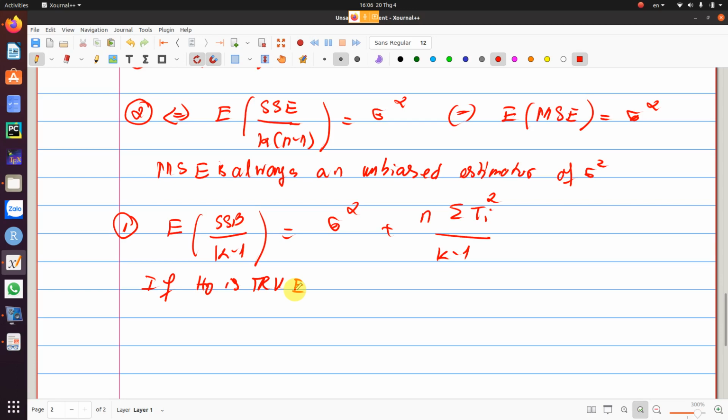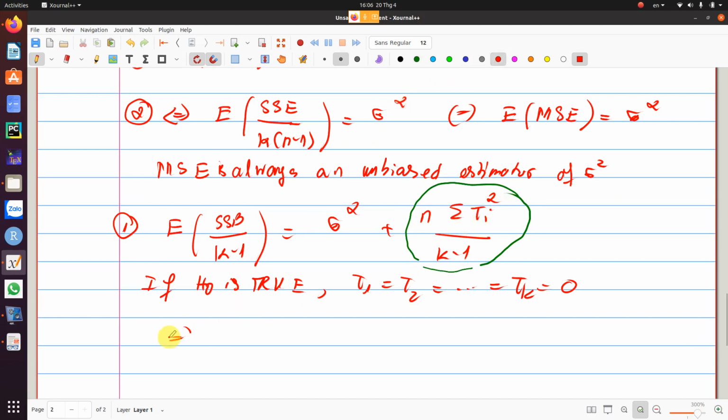Okay, we always assume H0 is true. Using the first step, if H0 is true, what does it mean? It means that tau 1 equals tau 2 equals tau k equals 0. All of the treatment effects are 0. If the treatment effects equal 0, it means that the second term here, the constant term, will be 0.